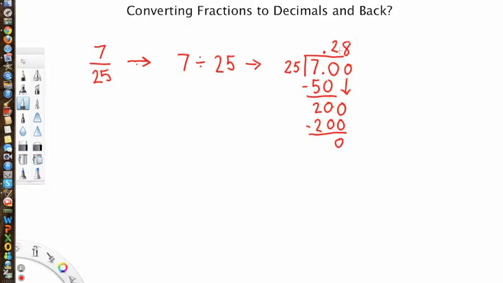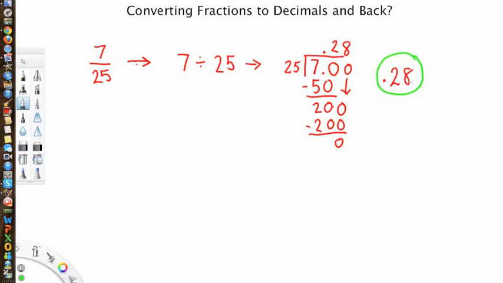This long division problem has a happy ending because the answer is 28 hundredths. Now you might ask, well, how do I change a decimal to a fraction? Well, let's read this number right here. Let me also change the color. Okay, let's read this number right here properly. When we read decimals properly, 28 hundredths.